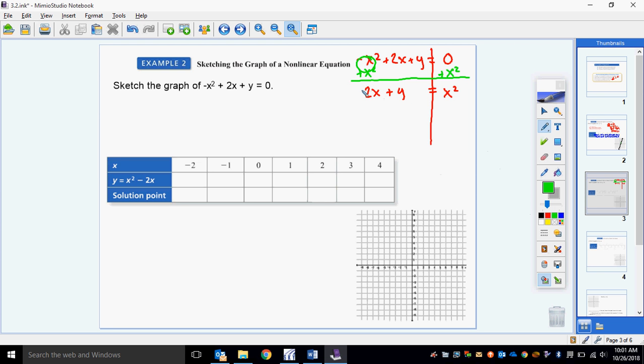Now to undo this positive 2x, I'm going to subtract it. Those would zero out. Now I'm left with y equals. These are not like terms. They have the same variable, but they're not raised to the same power. So positive x squared and a negative 2x, I can't combine them. All right, now that I've solved for y, remember step 2 is to create a table of values.